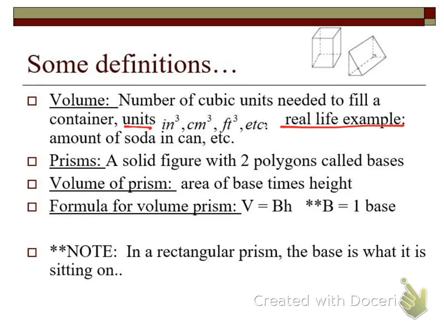A prism we talked about yesterday. A solid figure with 2 polygons that are called the bases. Then you'll have to jump down to volume of a prism. That box down there, we'll get to a cylinder in a minute. The volume of a prism is the area of a base times the height.